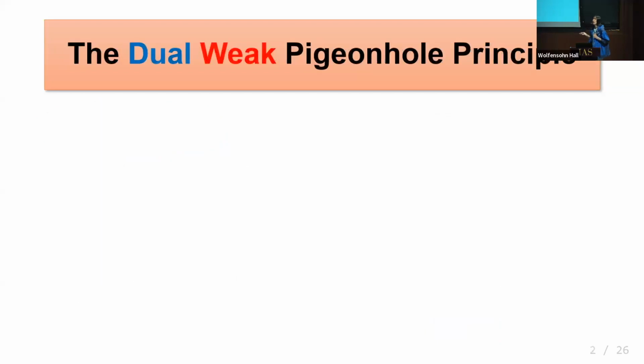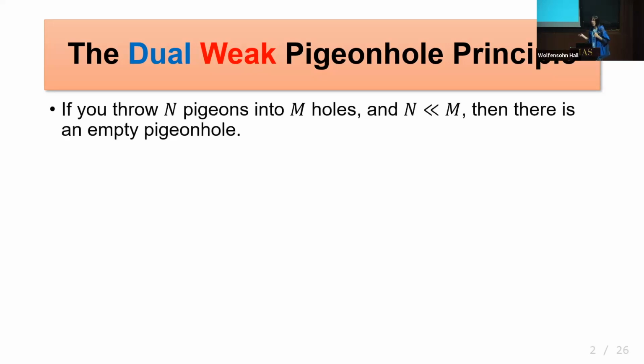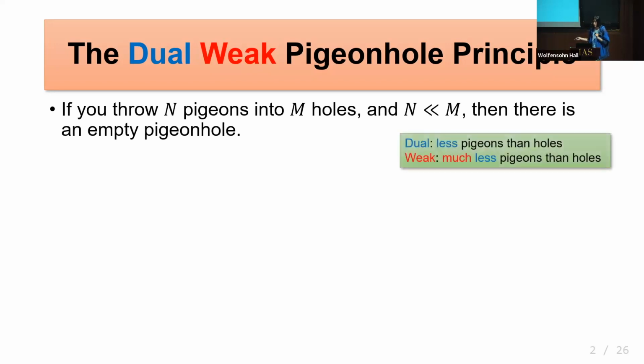So in logic, we call this the dual pigeonhole principle. The pigeonhole principle says that if you have more pigeons than holes, and you throw pigeons into holes, then there has to be a hole containing more than one pigeon. But here we are considering something different. If you have fewer pigeons than holes, and you throw pigeons into holes, then there has to be an empty hole. So dual means we have fewer pigeons than holes, and weak means we have much fewer pigeons than holes.